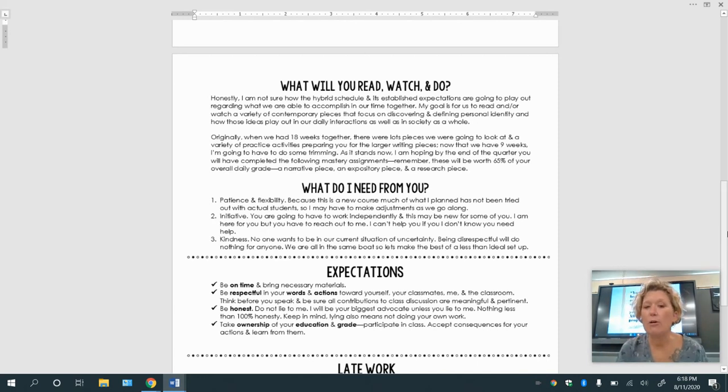As it stands now, I am hoping by the end of the quarter, you will have completed the following mastery assignments, remembering that these will be worth 65% of your overall daily grade. You are going to do a narrative piece, an expository piece, and a research piece. I'm going to leave those broad for right now because I'm still hashing out the details of how to make them fit this abbreviated schedule.